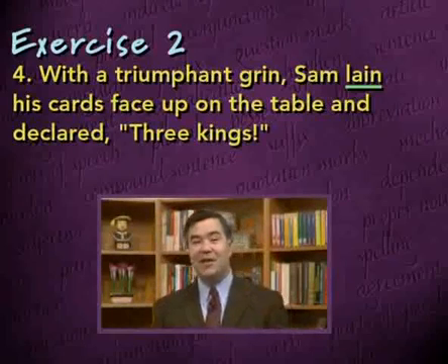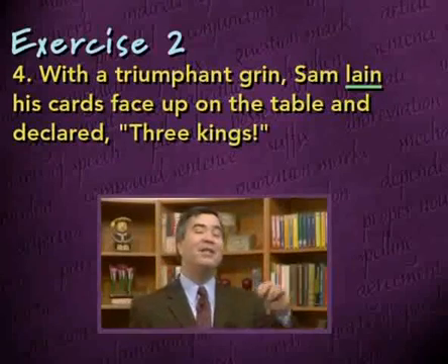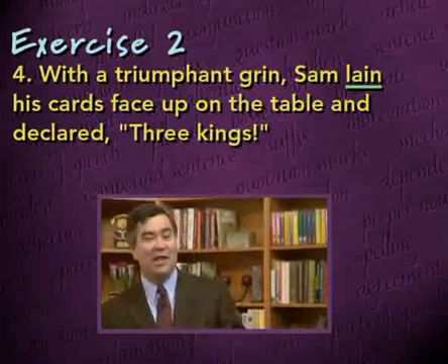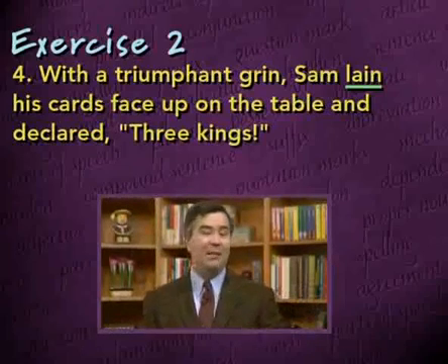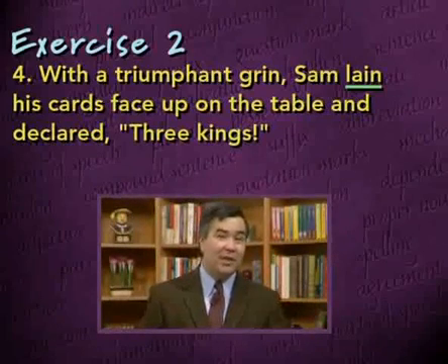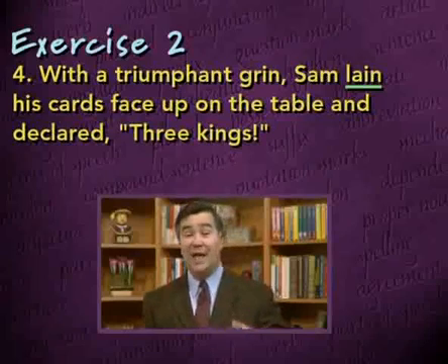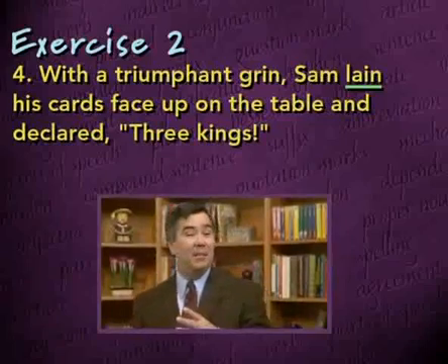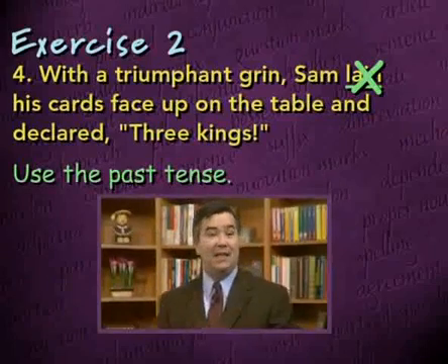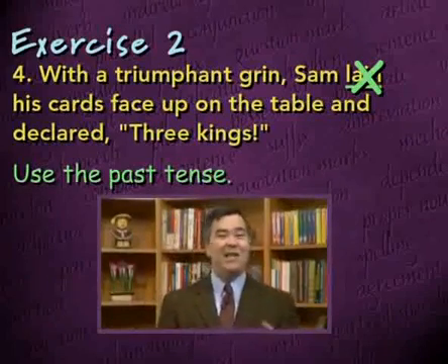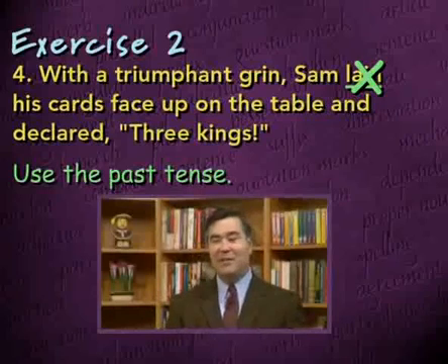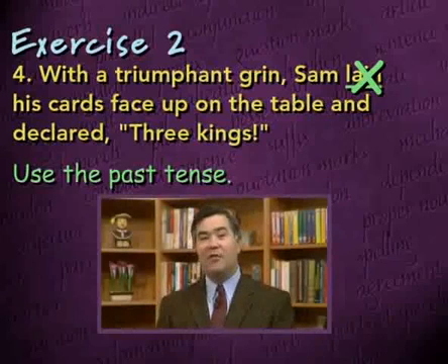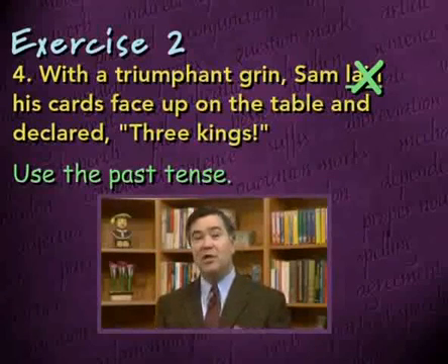In this sentence, is there a direct object or not? Is something receiving the action of the laying? Yes, there is a direct object. It's the cards. Sam is laying the cards on the table. Therefore, there is a direct object, and we want the transitive verb to lay. Now, what tense is being used here? In this case, the past tense is intended because the laying and the declaring are happening at the same time. Sam is doing both of these events in the past. They're happening simultaneously, and therefore the past tense ought to be used for both.